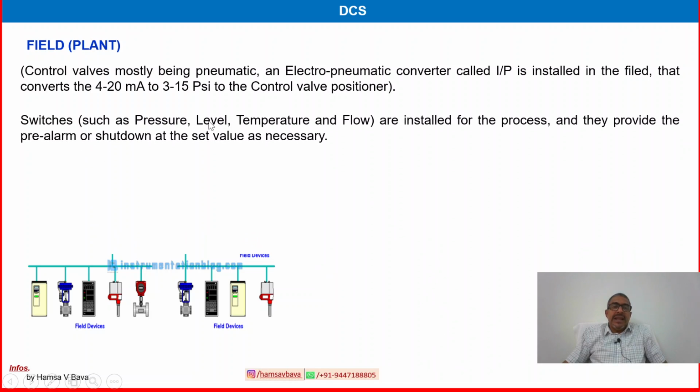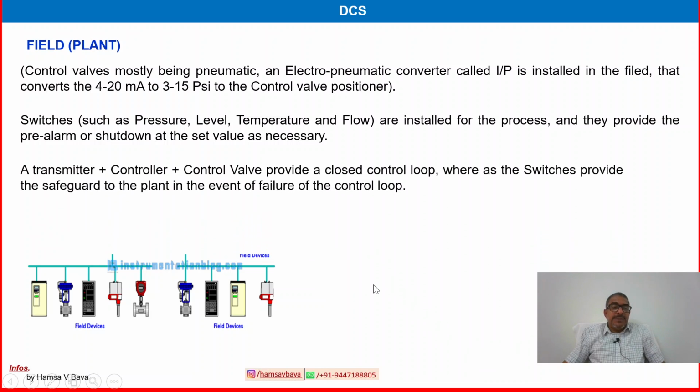Switches such as pressure, level, temperature and flow switches are used for producing alarms and trip conditions for the process, and they provide the pre-alarm and shutdown at the set value as necessary. So these are also field information. A transmitter plus controller plus control valve provide a closed control loop. This is very important. Whereas the switches provide the safeguard. This is very important. A control loop is there and a safeguard system is there for the plant in the event of a failure of the control loop.